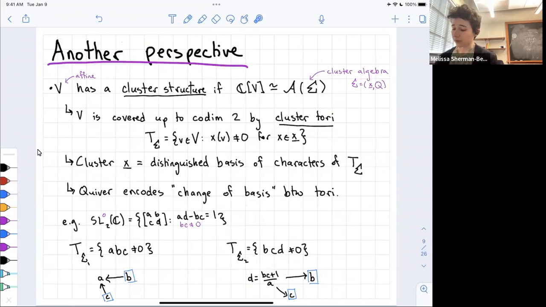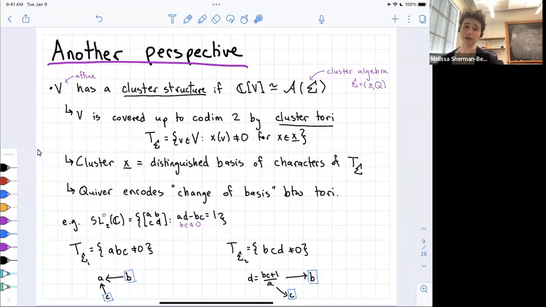And so what is that torus? Well, the torus indexed by a particular cluster, by a particular seed, is just all of the points in your variety where the cluster variables in that cluster are non-zero. And I'm asserting that this set will actually always be a torus. It's not obvious from what I've told you so far.